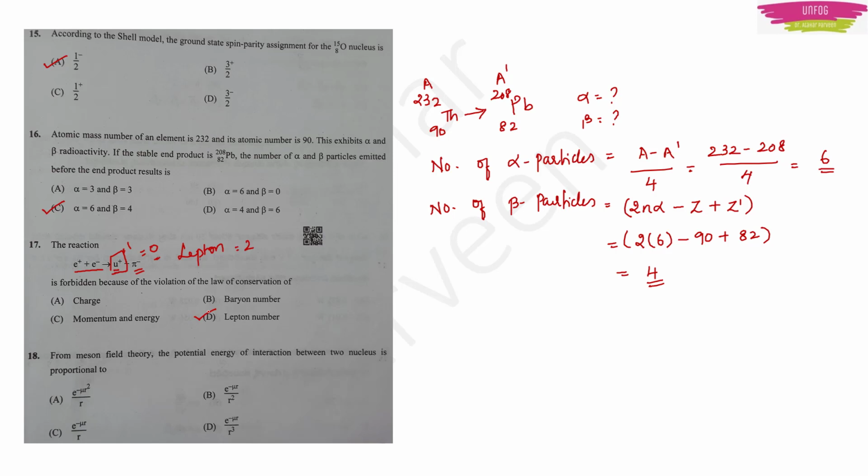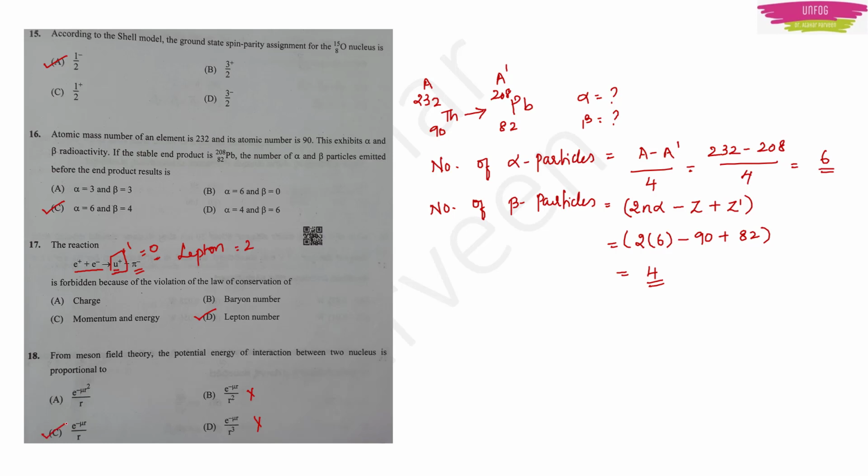Question number 18. From meson field theory, the potential energy of interaction between two nucleons is proportional to. 4 options are given. See, if one doesn't know much about meson field theory also, what I thought is, in potential energy, numerator will be whatever, but denominator will not be r square or r cube. Denominator will always be r, isn't it? So option B and C is not possible here. So from option A and B, I thought that this is very much familiar. E raised to minus mu r by r, not minus mu r square. So I thought that option C is the right answer.